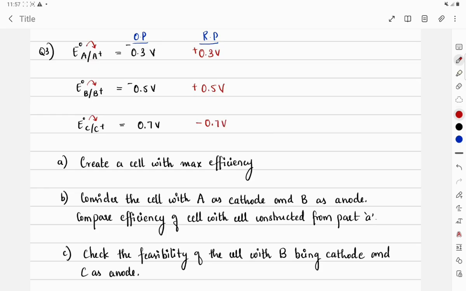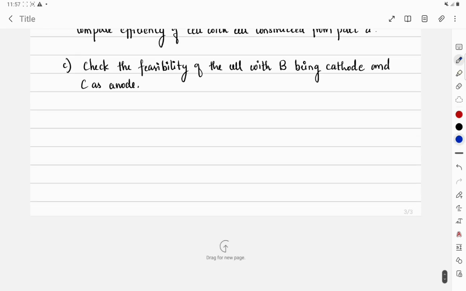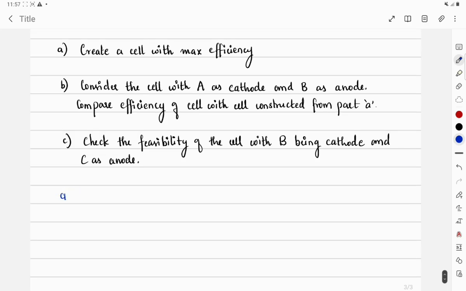Now we have to create a cell with maximum efficiency. And as I told, for part A, we require a cell with anode having maximum oxidation potential and cathode with maximum reduction potential.